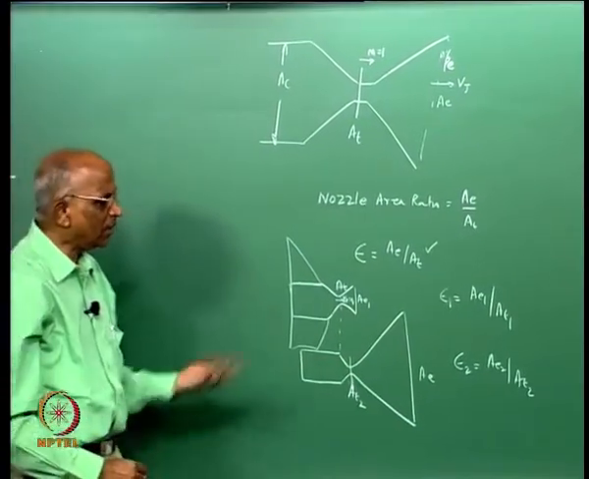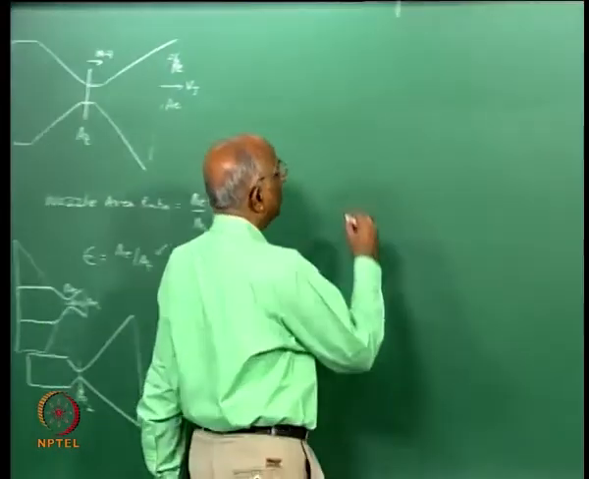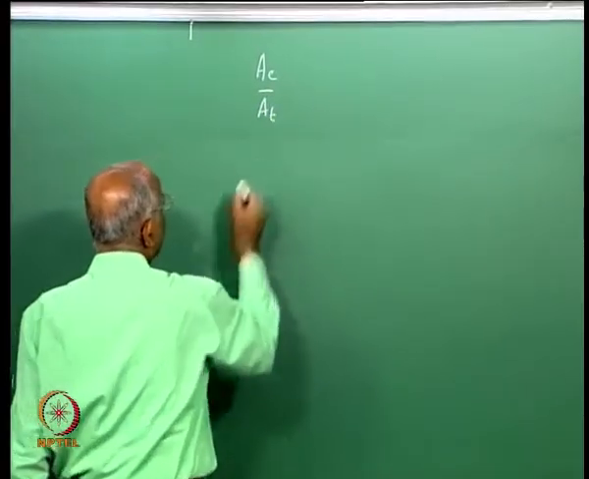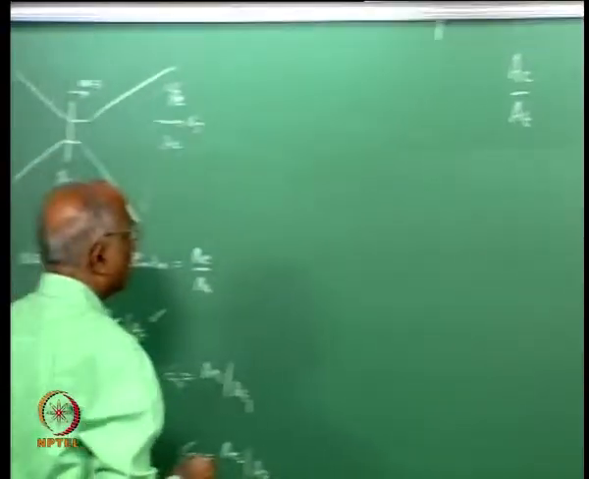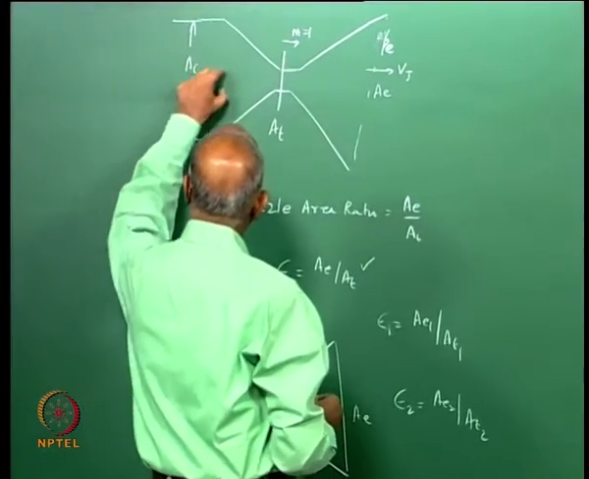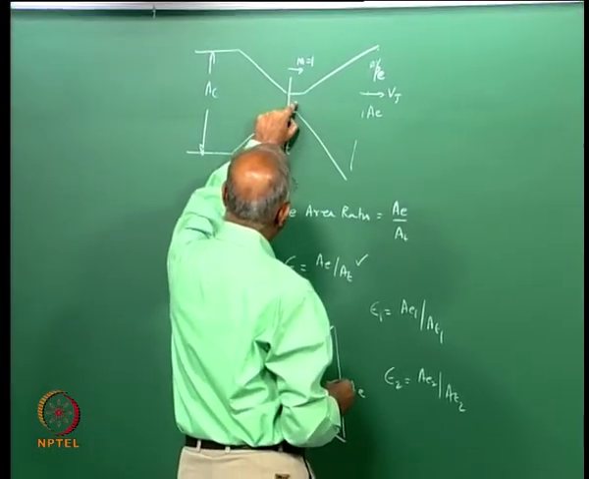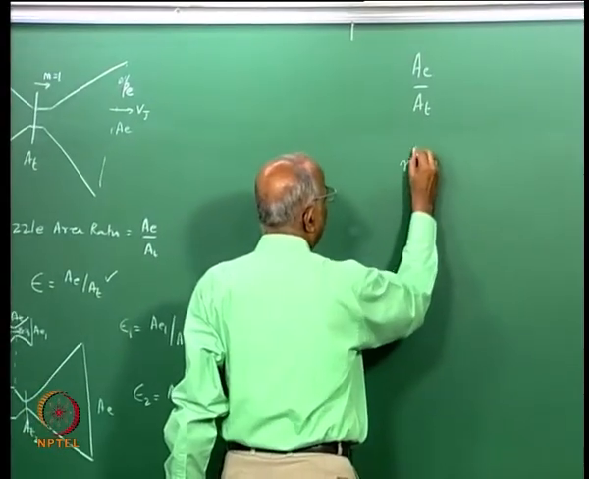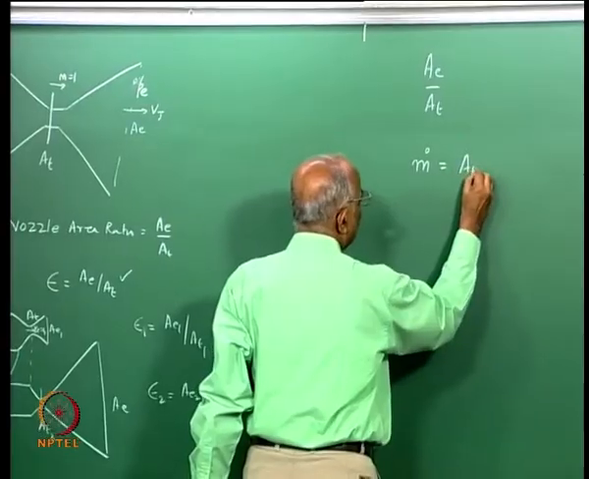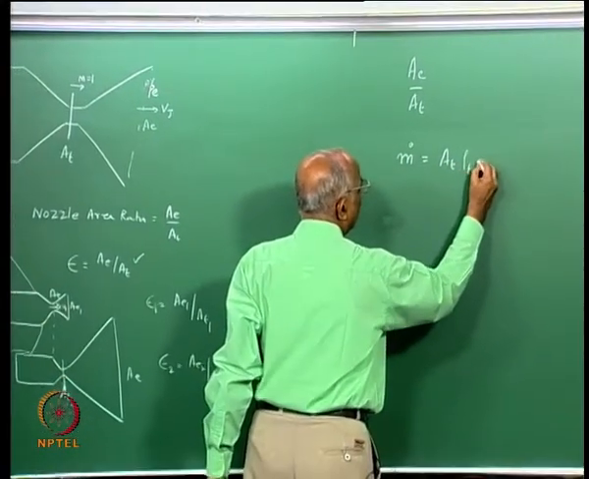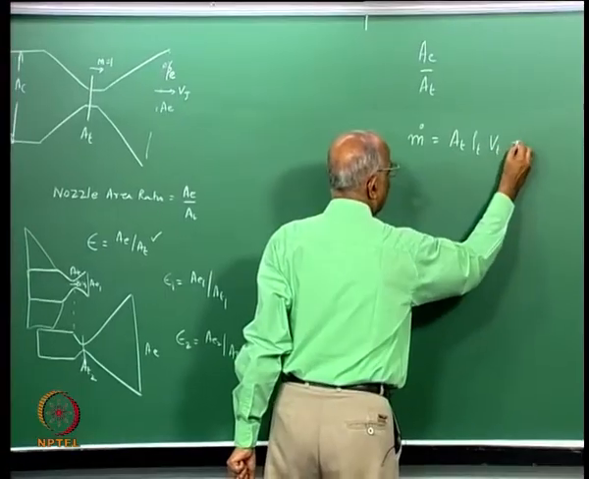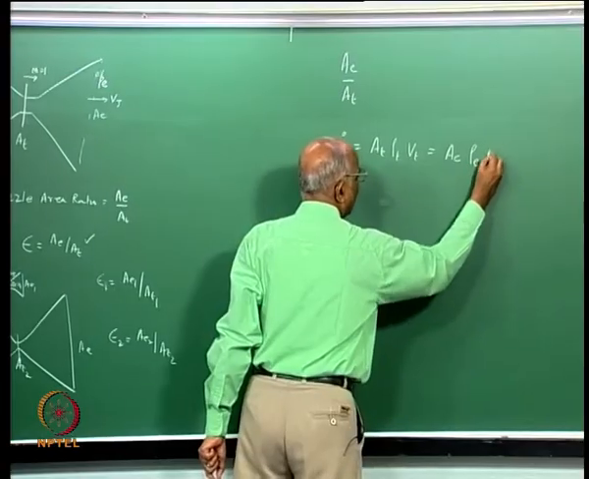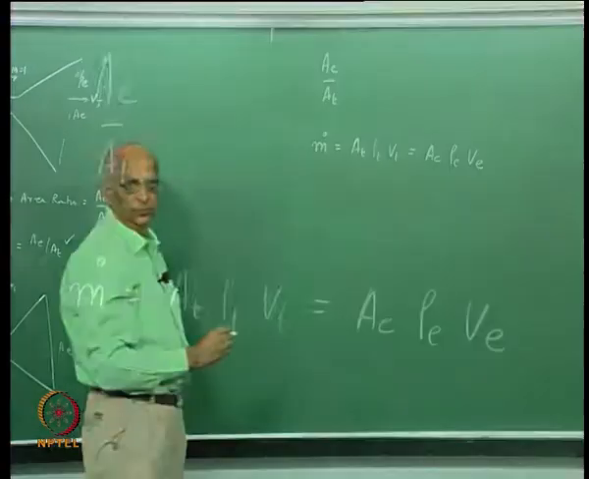I want to determine it. Let us go ahead and try to write an expression. Therefore, I am interested in finding the value of AE by AT for a nozzle. And how do I do it? I just look at the continuity. I look at the mass which is coming over here, mass which is passing through the throat, mass which is passing through the exit, and I write m dot is equal to the mass which is passing through the throat, rho t into the velocity at the throat, is equal to the area at the exit, rho at the exit, v at the exit. Is it all right?